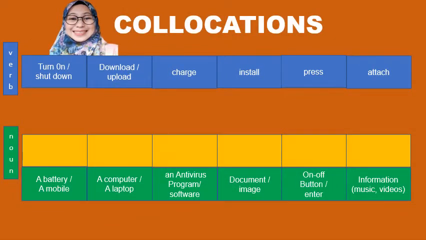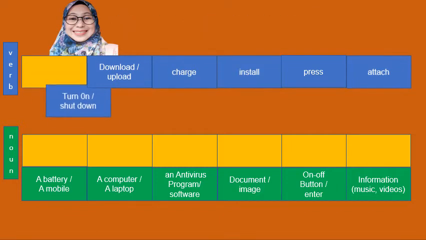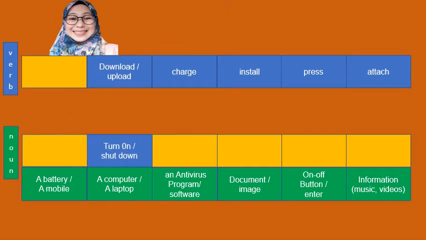Now, let's build collocations from the verbs and the nouns that we have read before. Can you match the verbs to the correct nouns? Okay, let's do it together. Let's start. What is the noun that can match the verb turn on or shut down? Yes, it is turn on the computer or shut down the computer.